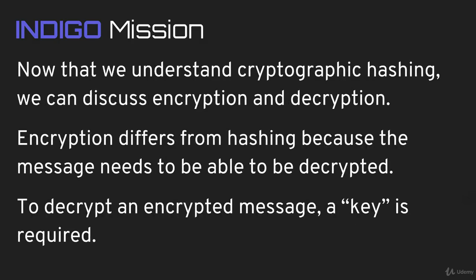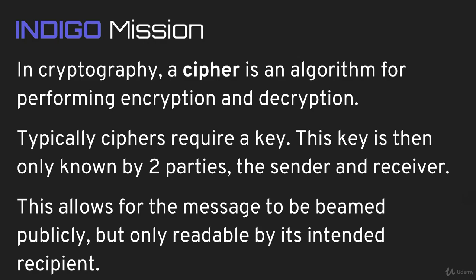So now that we understand cryptographic hashing, that is just a one-way hash of grabbing arbitrary data, passing it through the hash function, and getting some unique hash out of it, we're going to now discuss encryption and decryption. Encryption differs from hashing because the message needs to be able to be decrypted. That is, we have to actually go backwards. To decrypt an encrypted message, usually a key is required.